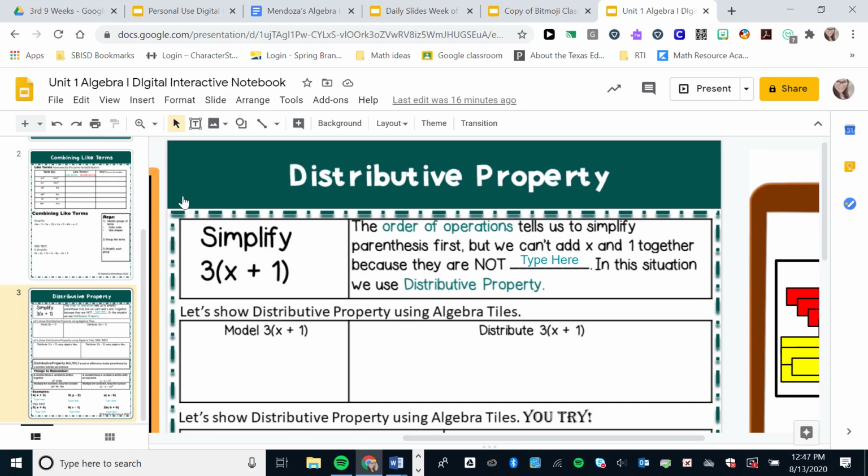Okay, so we're going to look at this example. It says simplify 3 parentheses x plus 1. If we're thinking back to order of operations, we learned that the first thing we have to simplify is the parentheses, right? But we can't add x and 1 together. And this goes back to what we learned yesterday. We can't combine those because they are not like terms. So I'm going to click on where it says type here and type in like terms. So go ahead and type it in also, please. So when we have something like this, we have to use distributive property, which is what we're going to learn about today.